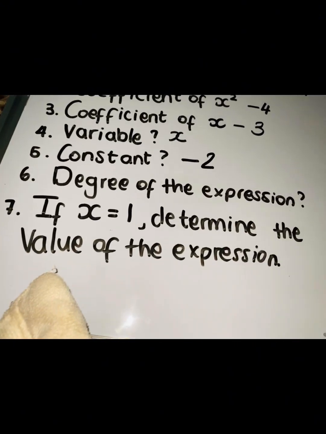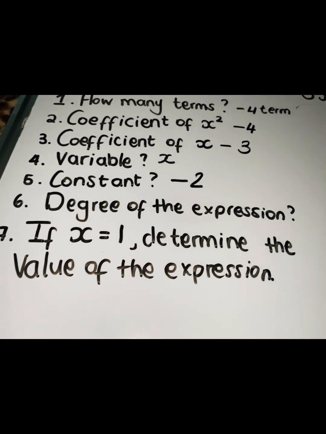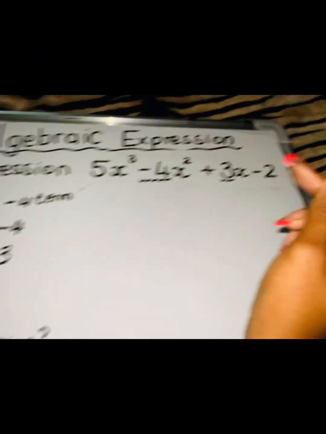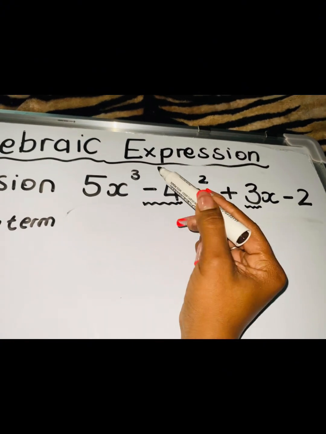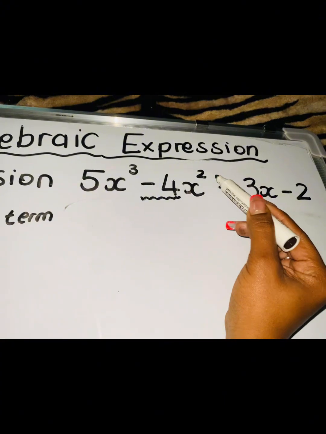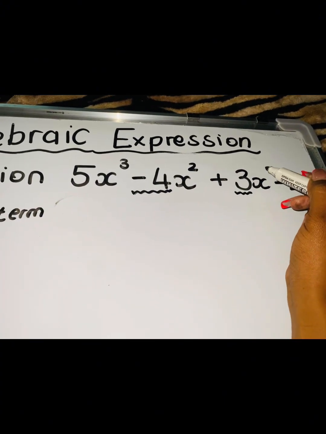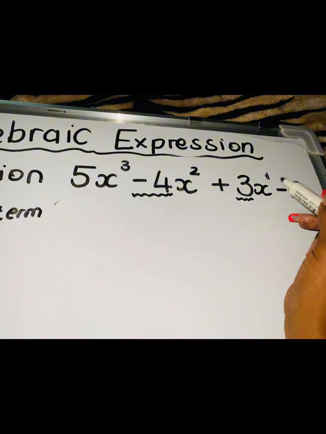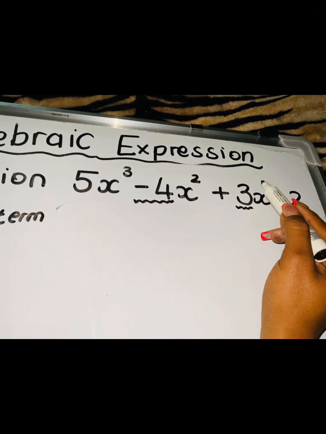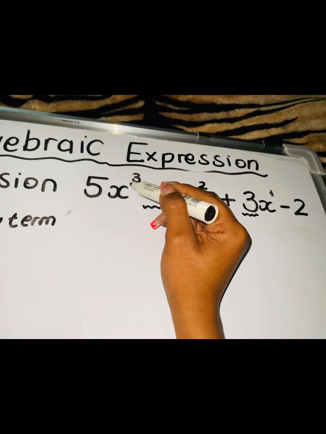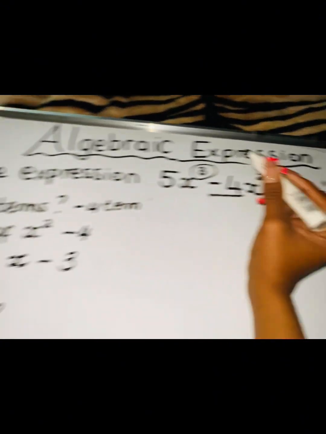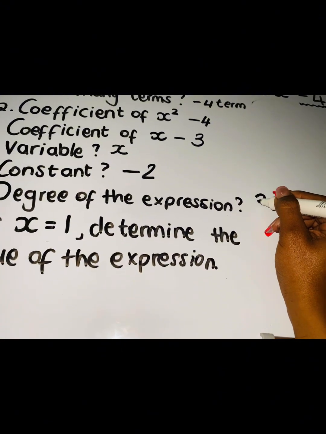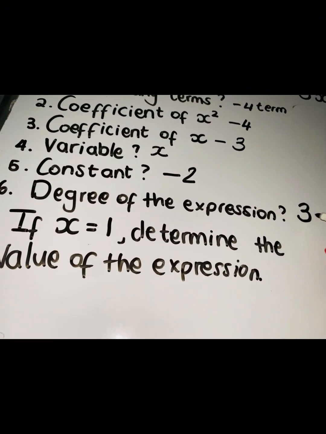Right. Question number 6. The degree of the expression. So what is the degree? We said the degree would be the highest power. Right, now let's go compare our powers. We have x to the power of 3, x to the power of 2, and this is going to be x to the power of 1 because they didn't give this x a power, so it's to the power of 1. But now we need to compare which one is the biggest one. So this would be the biggest power. So our biggest power, or the degree of the expression, is 3. It's not x cubed, it's 3.